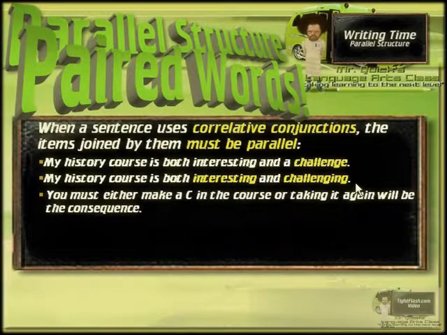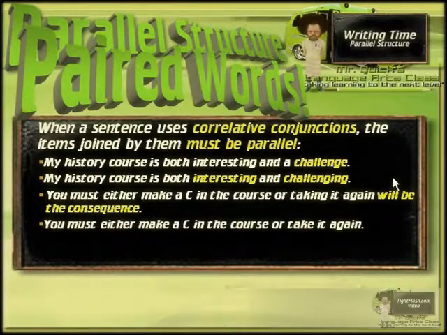Okay? You must either make a C in the course or taking it again will be the consequence. So let's look at this. Will be the consequence is the problem area. You must either make a C in the course or take it again. And the reason why we needed take is because we had make. See, we didn't say either making a C. We said either make a C. So make a C, take it again, definitely will make it parallel.